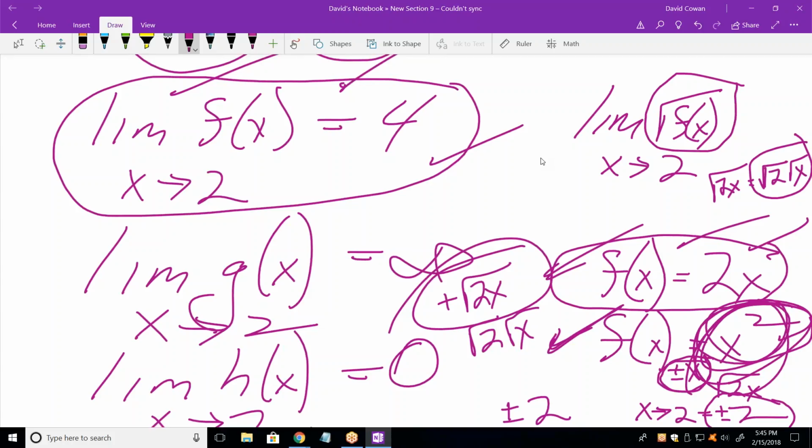I don't know. I'll ask him and get back to you on that one because he might have been looking for something particular. I don't know what he was kind of thinking here. I'm assuming that he expected the answer to be plus 2 only, but the fact is that f of x can be 2 different functions. And depending on which function it is, it matters what the limit of square root of f of x is.